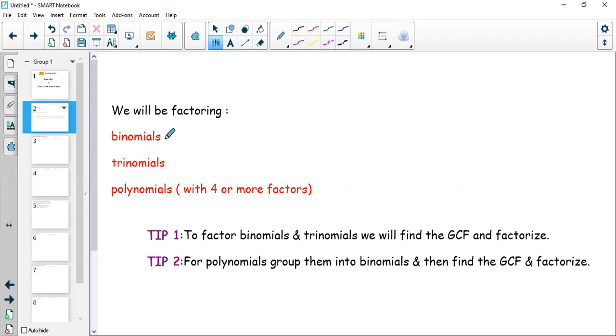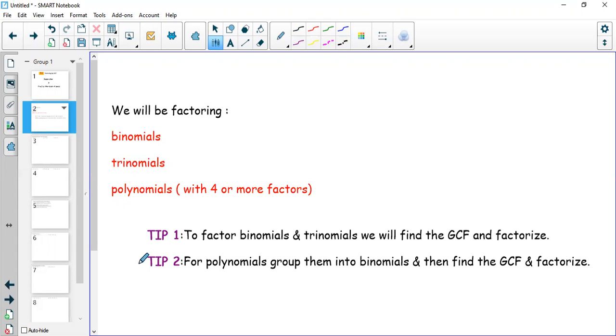So binomials and trinomials, you know that you need to find the GCF for both of them and then factorize, whether you're factorizing a binomial or a trinomial. I hope you remember what binomials and trinomials are. Binomials are with 2 terms, separated with a sign. Then trinomials, we have 3 terms, and for polynomials we have 4 terms or more.